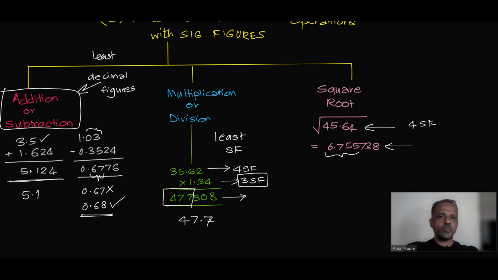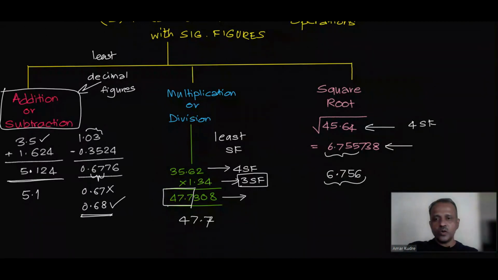Since we need to drop off this 7, and since 7 is greater than 5, we need to round it off. So how will we round it off? It is 6.75, and this preceding digit should be increased by 1. So this would be 6.756.